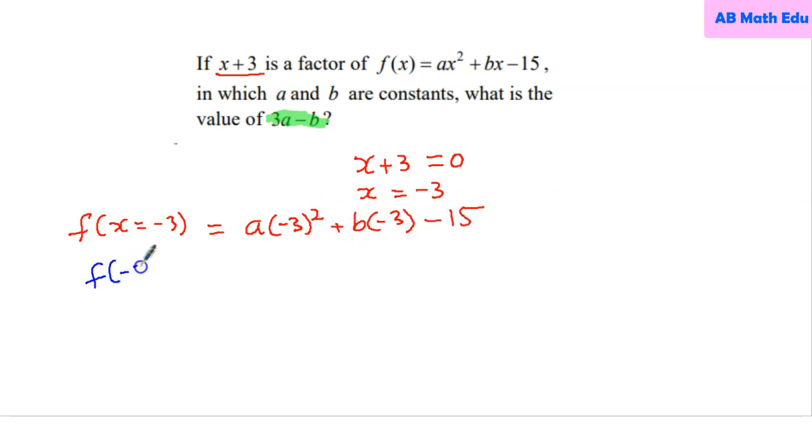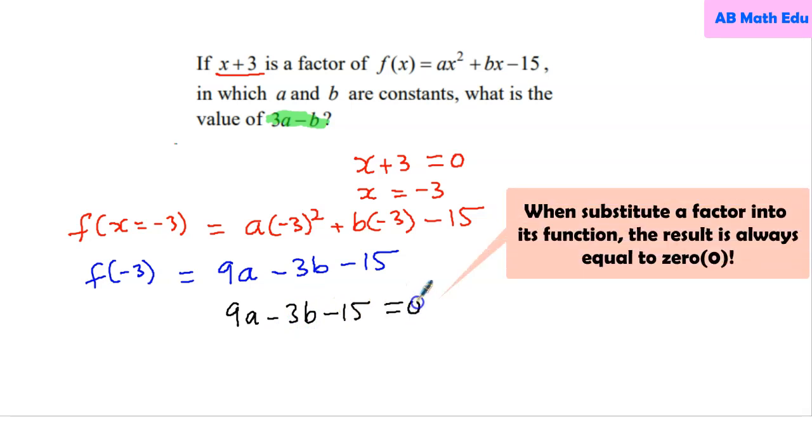Okay, which is the same as, so you can write it as this. Negative 3 times negative 3 is going to give you 9. So you write the number first, followed by the variable. Here it's just going to be 3, negative 3, b, and then minus 15. Therefore, we can write 9a minus 3b minus 15 equals 0. We have to bear this in mind.